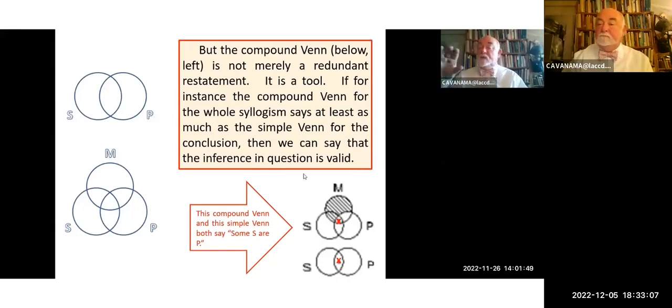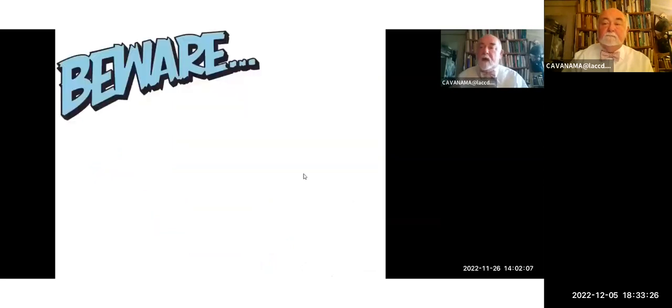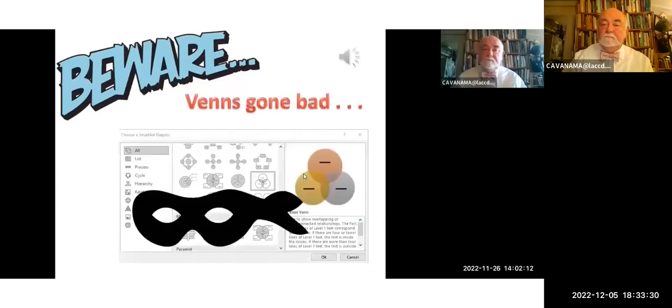So we're going to do this. We're going to draw first the complex one, and then we're going to draw for comparison the simple one for the conclusion and see: does the complex one say at least as much as the simple one does, yay or nay? If the answer is yay, then the inference in question is valid. If the answer is nay, then it's invalid. But beware, this comes with a warning label.